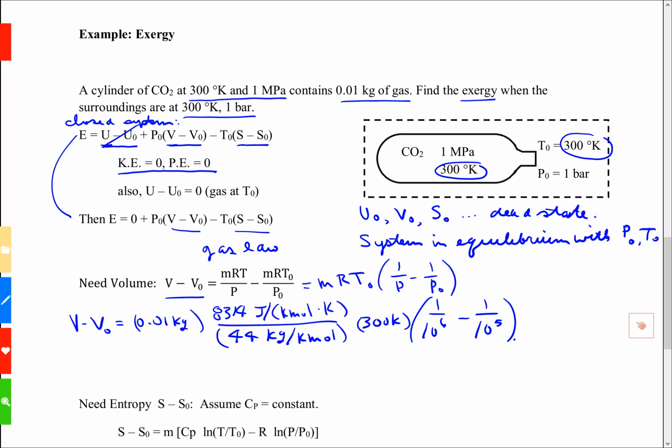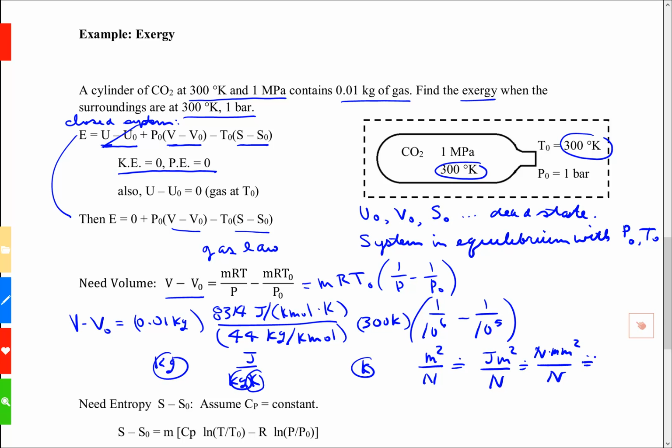Let's check the units on that. I've got kilograms here. I've got joules per kilogram per Kelvin here. I've got kelvins here, and I've got upside down pascals, which would be meters squared per Newton. Kelvins go out, kilograms go out. So I have left a joule times meters squared per Newton, but a joule is a Newton meter. So I've got Newton meter, meters squared per Newton, so I get meters cubed. That is indeed volume. Let me crunch the number here.